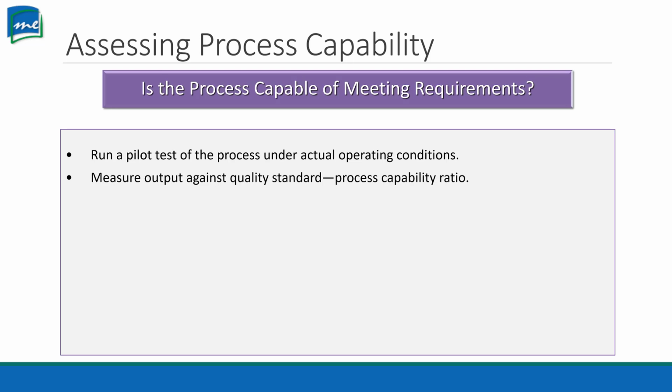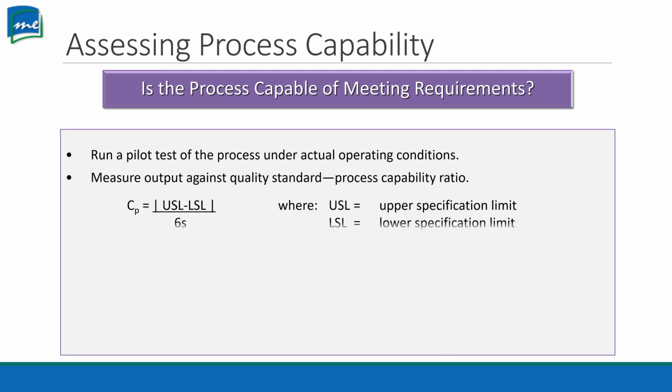So this is what's known as a process capability ratio that we're going to compare. So we have our output quality to our standard. That's the ratio here. So we have a formula here, and you see it on the screen here. So our formula is our C lowercase p.